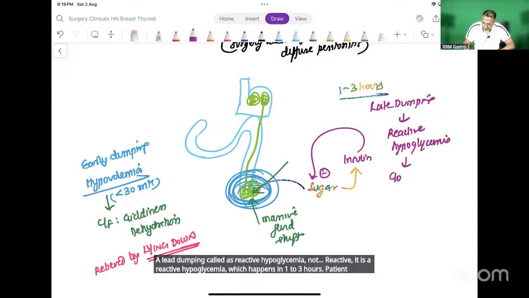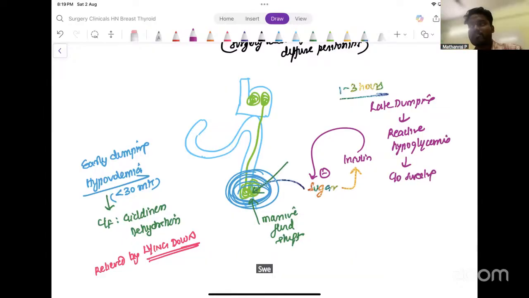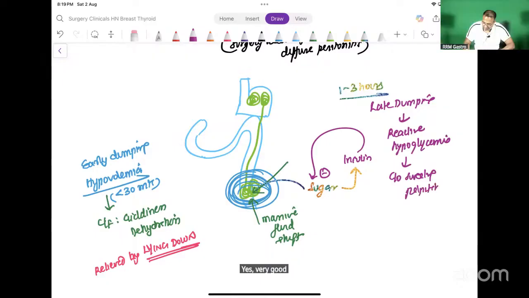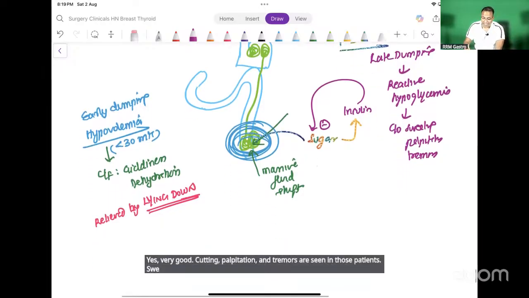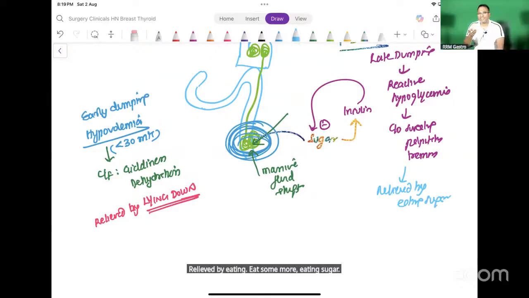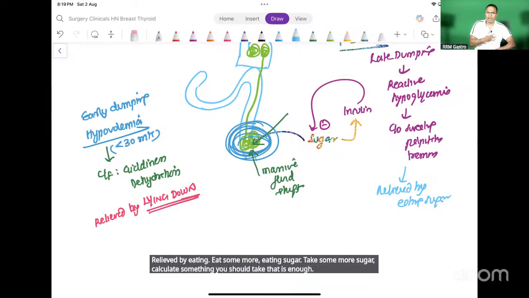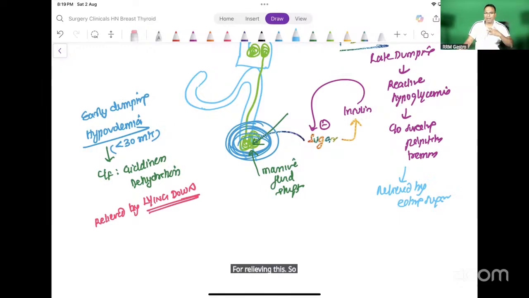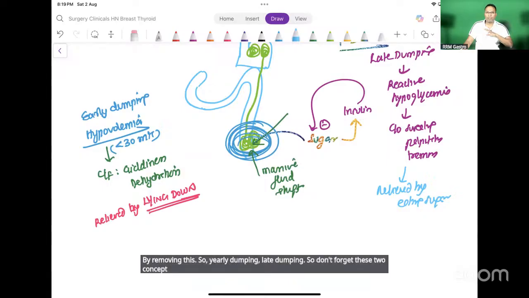Patient complains of sweating, palpitation, and tremors. It is relieved by eating. Eat some more sugar, chocolate, something like that. That is enough for relieving this. So early dumping, late dumping. Don't forget these two concepts.